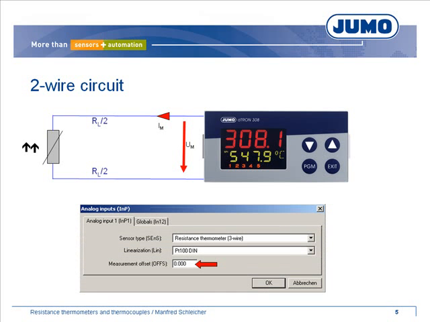Even after the correction of the measuring value, the lead resistance will change according to the ambient temperature and will influence the measuring signal.